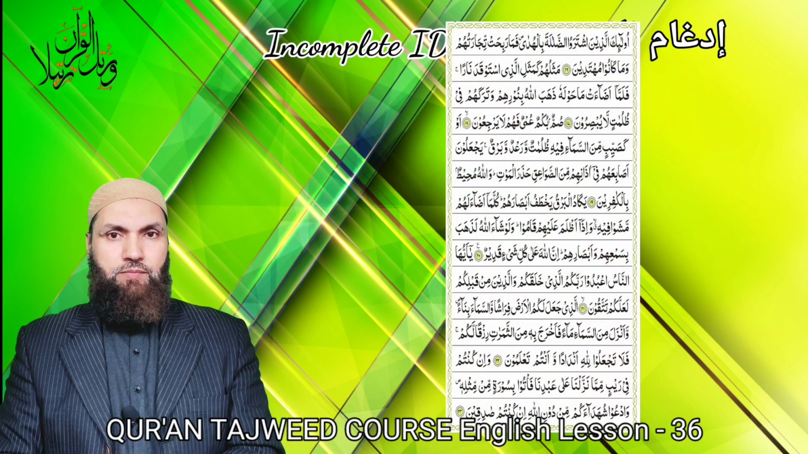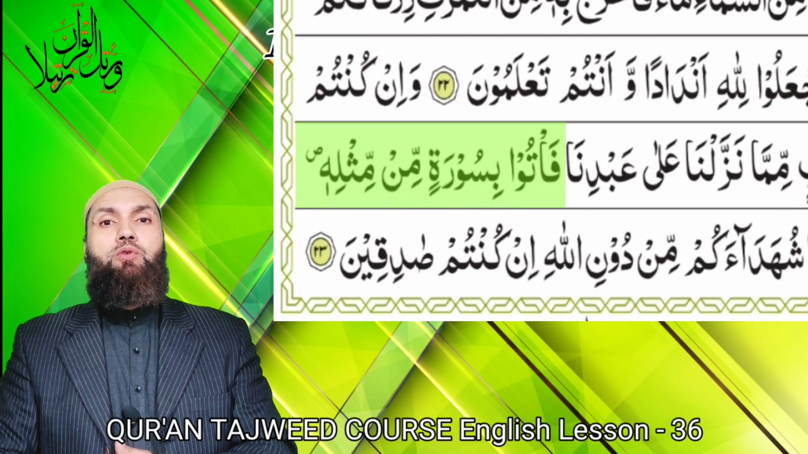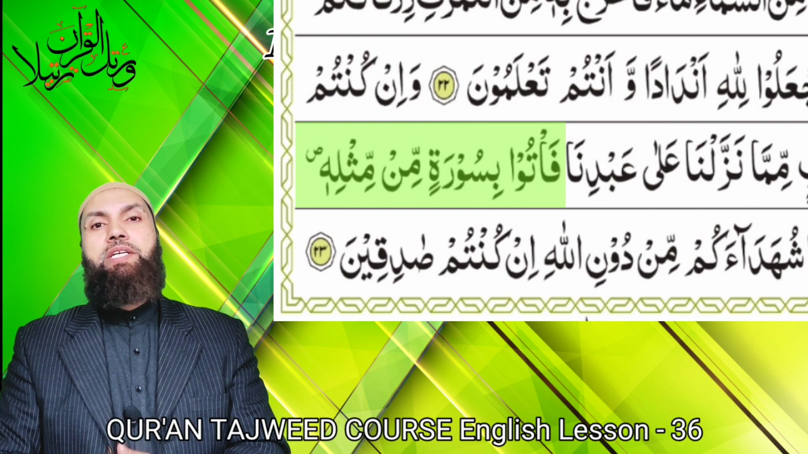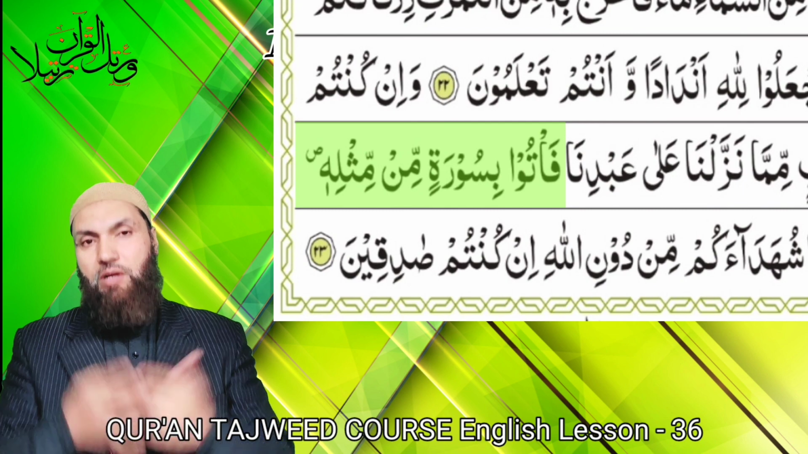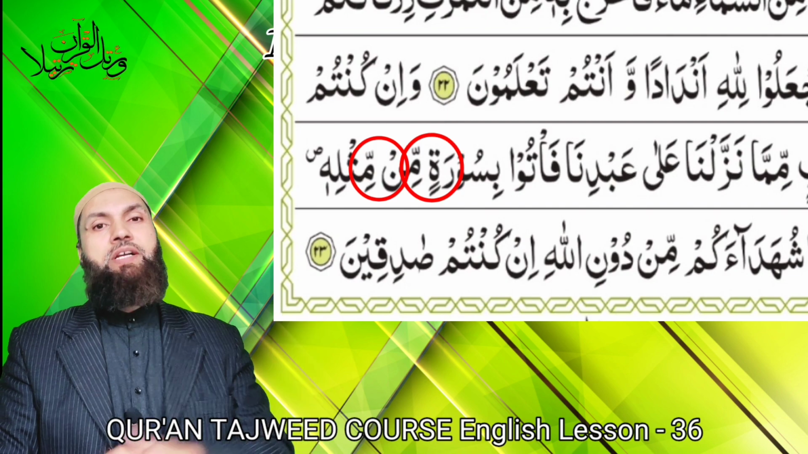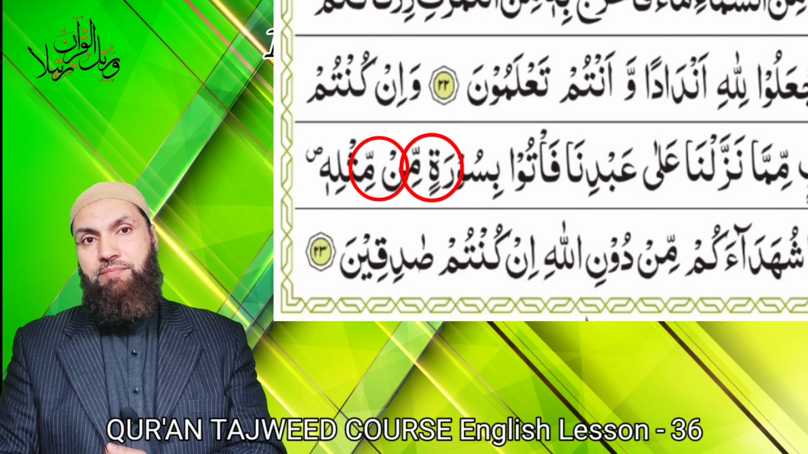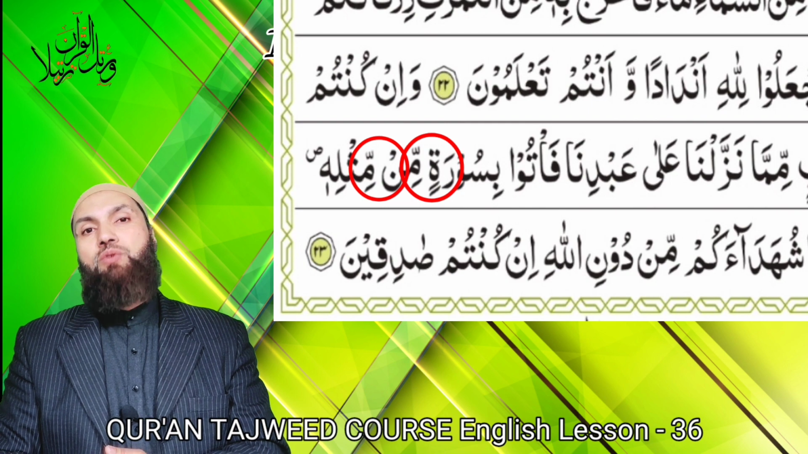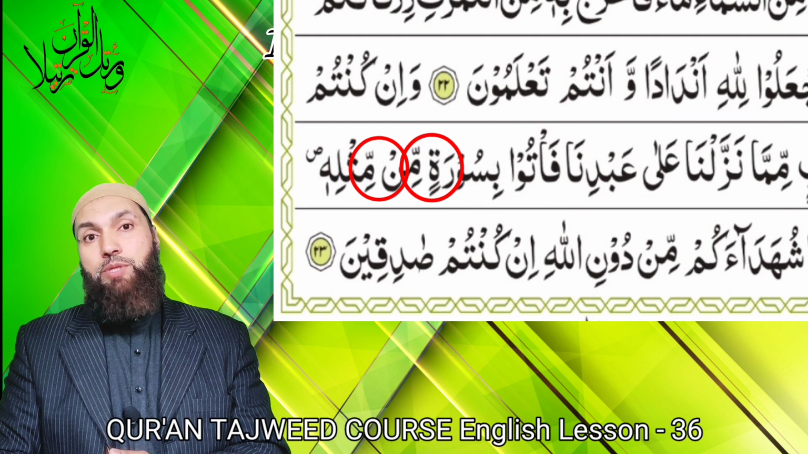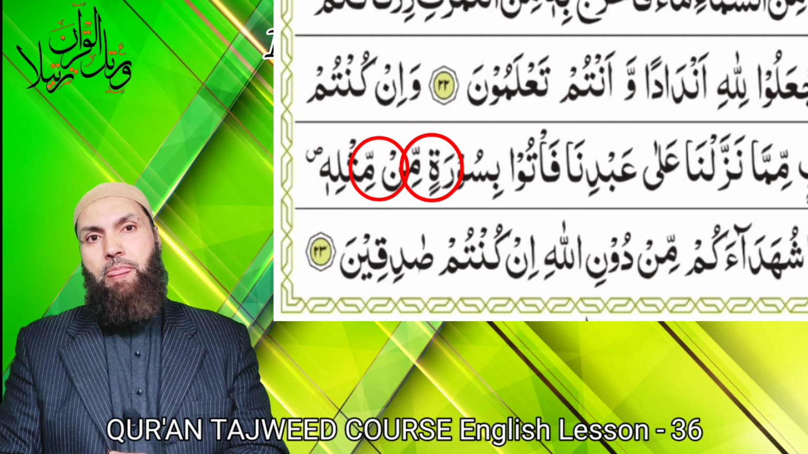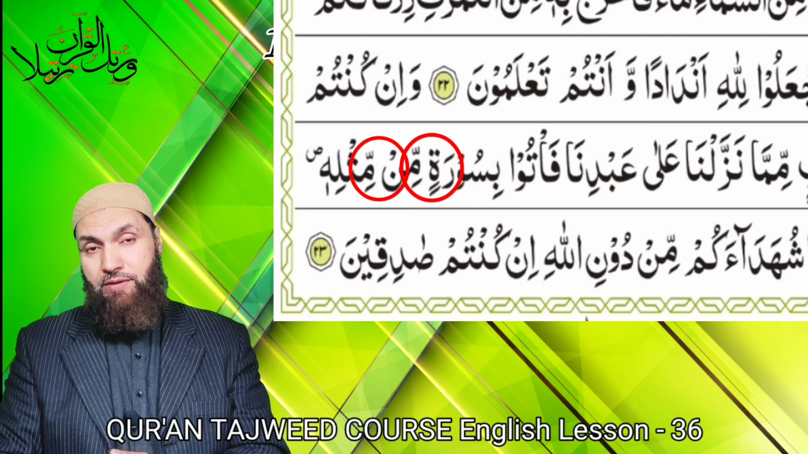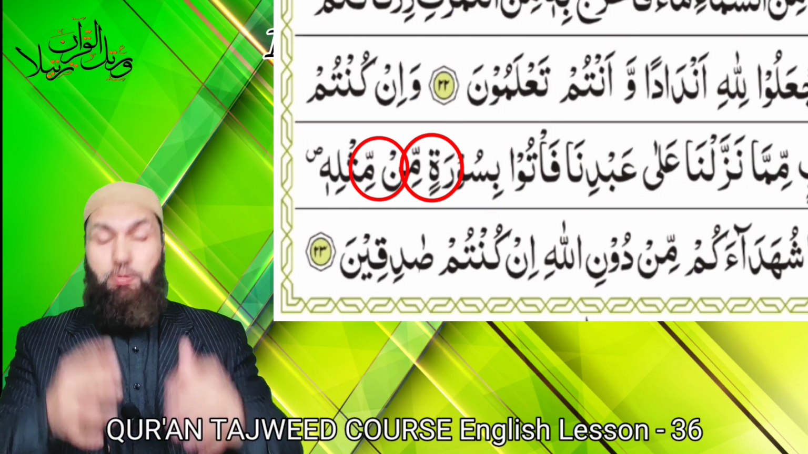One more example. Ayat number 28 of Surah Al-Baqarah. Again, two instances of idgham naqis here. One on this kasrah tanween followed by the letter mim, and the other one on this noon saakin followed by the letter mim. Right? Bisuratim mim mithlih, and not min mithlih. Okay? Mim mithlih, not min mithlih. Okay? Idgham but with gunna.